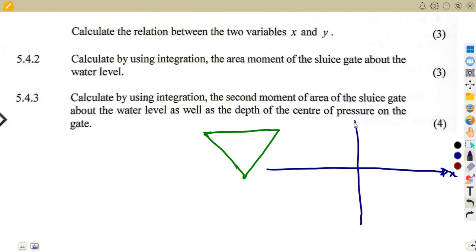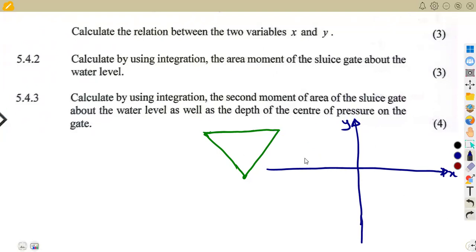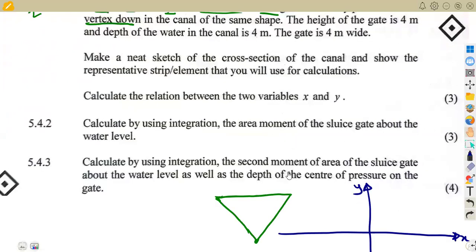This is your x-axis, your y-axis. So this is what we have. The canal is this part. This is where we are going to place this. We are going to place it into the canal. Are we together there? Okay, so we have the properties now.